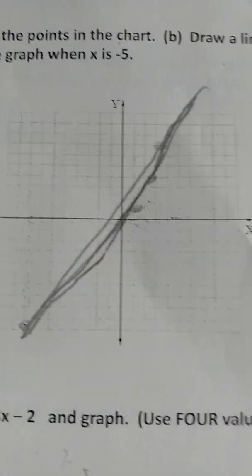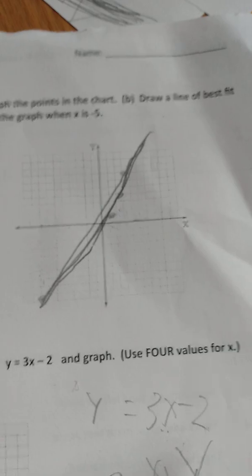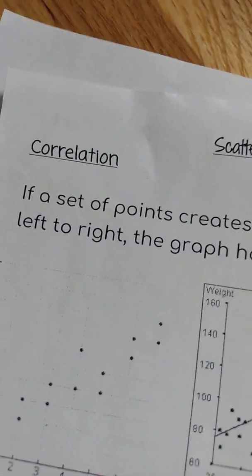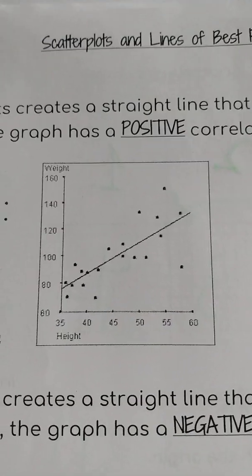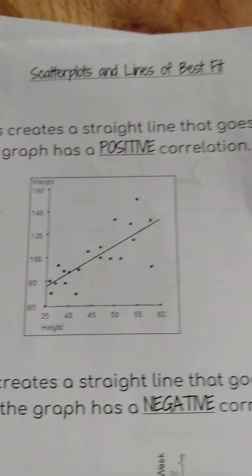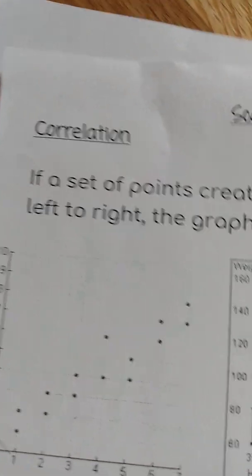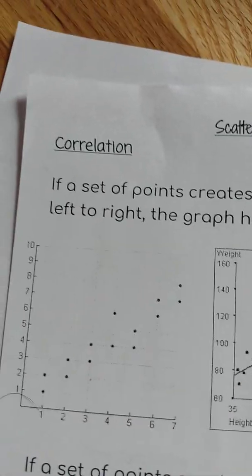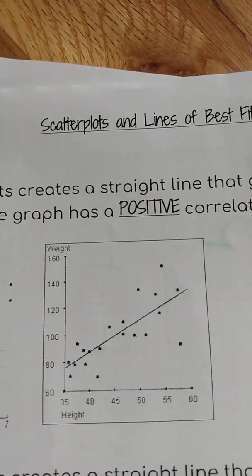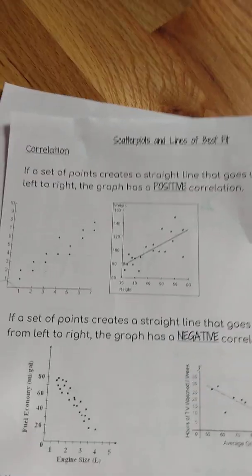So you know what graphing linear equations is for this kind of problem. Well, what are they used for? They're going to be used for correlation. Correlation is like a piece of data used, and it's going to be if a set of points create a straight line that goes upwards from left to right, that graph has a positive correlation.